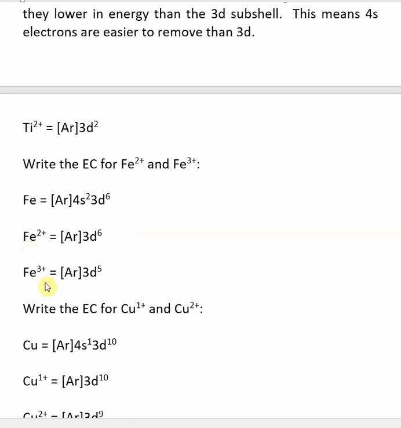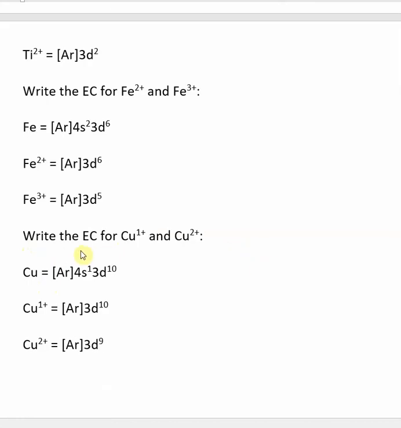And this is part of the reason why transition metals have more than one charge, or the possibility of more than one charge: because they have d electrons involved. Let's look at one more. I asked for the electron configuration of copper 1+ and copper 2+.